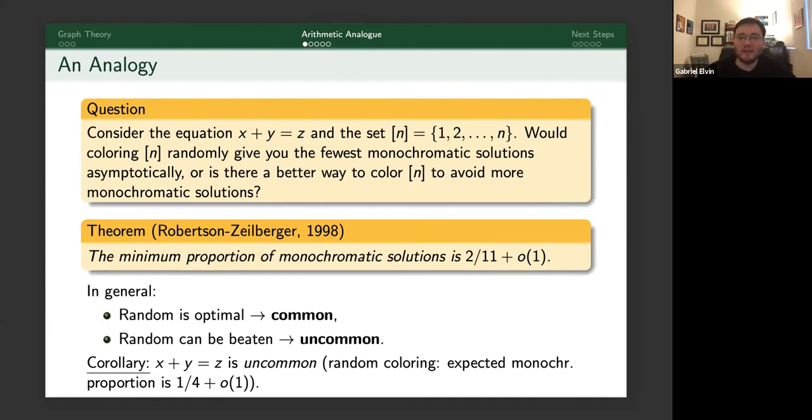Because from a random coloring, you would expect 1/4 of the solutions to be monochromatic, for very similar reasoning as with the triangles. 3 inputs, as long as no 2 inputs are the same, each one has a 1/2 chance. So 1 in 8 chance of being red, 1 in 8 chance of being blue. And so you get 1/4. So this is uncommon, and this was a surprising result. I believe it was initially conjectured to be common because of the analogy: triangle, 3 edges; this equation, 3 terms, probably similar. But it actually turned out to be uncommon. So an immediate difference there.